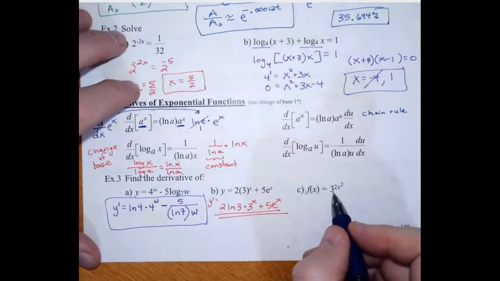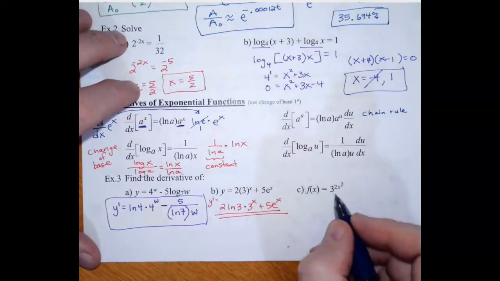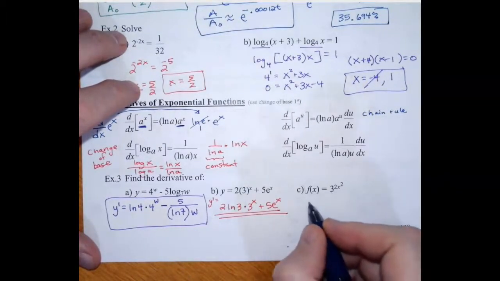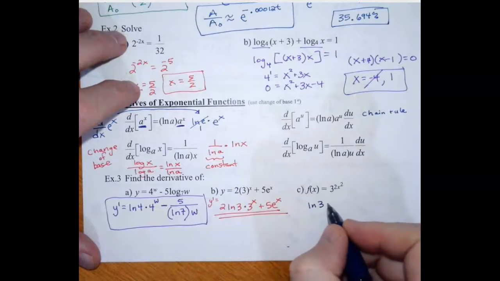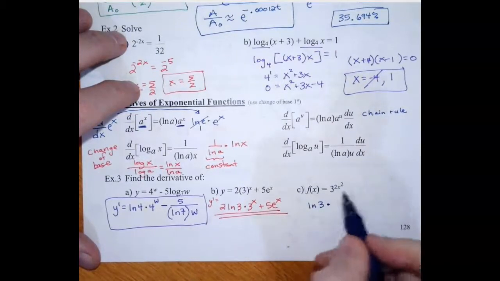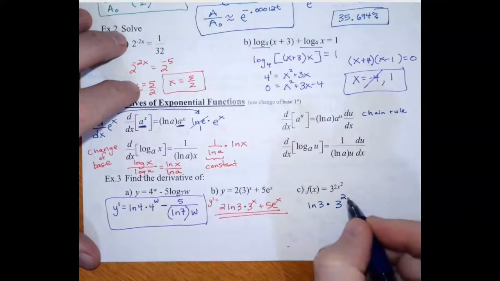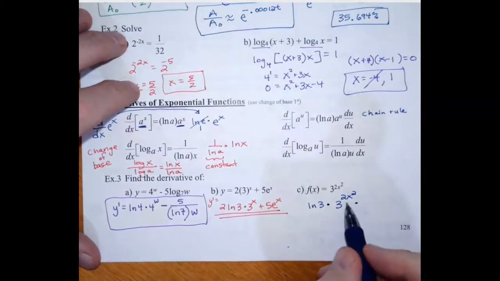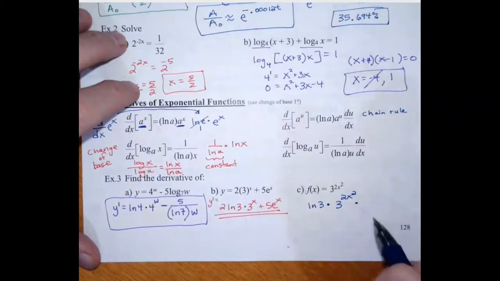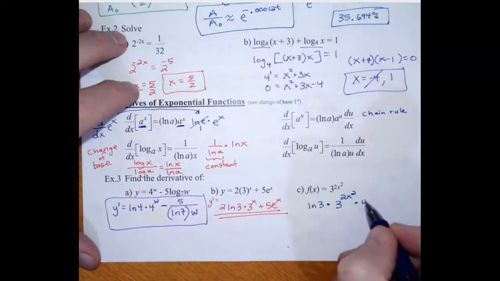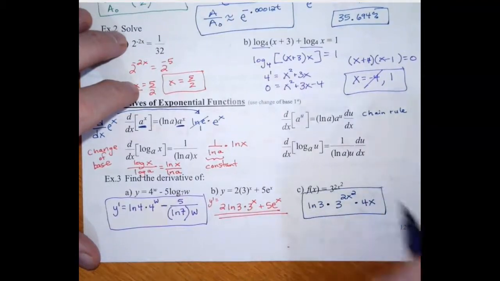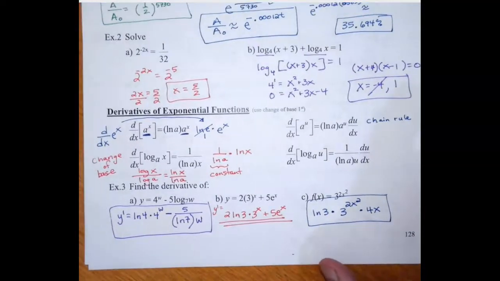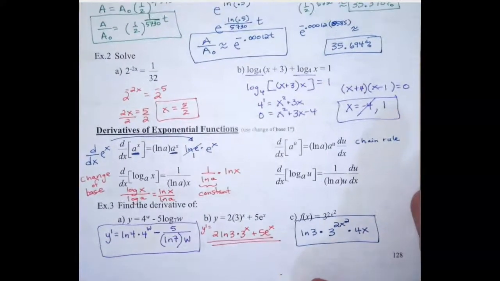Now, finally, here, let's see. So our base is 3, so we're going to have the natural log of 3, times, it's an exponential function, so you write down the exact same thing. And then, because you have a function in there besides x, you have to use the chain rule. So the derivative of that's going to be 4x. We could rearrange that a little bit, but it's not really going to help much. Okay.